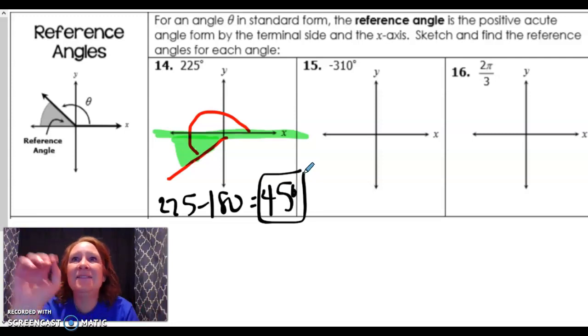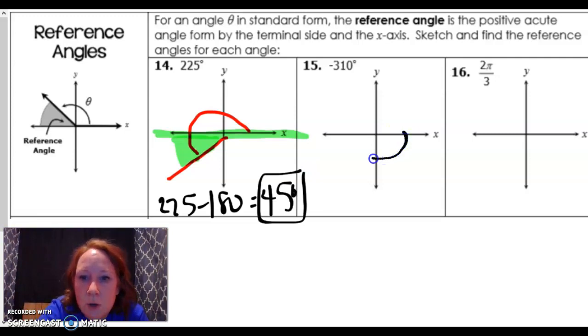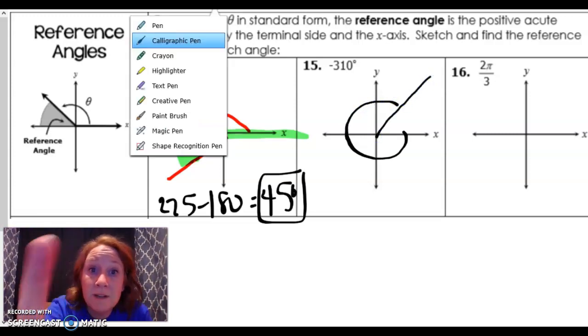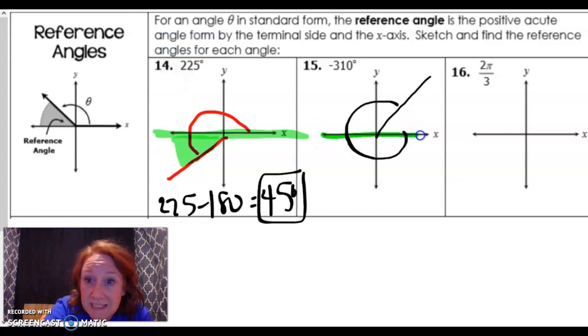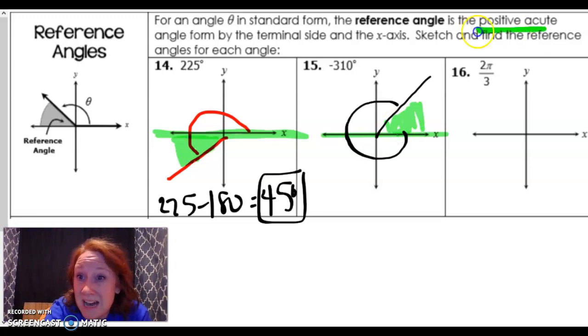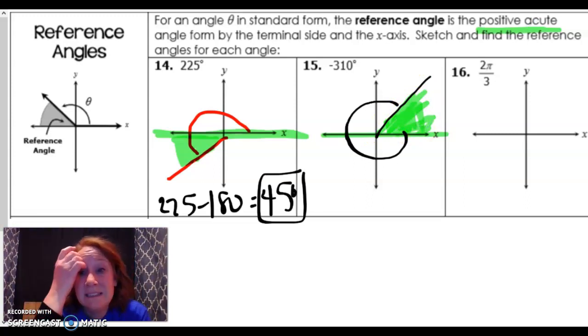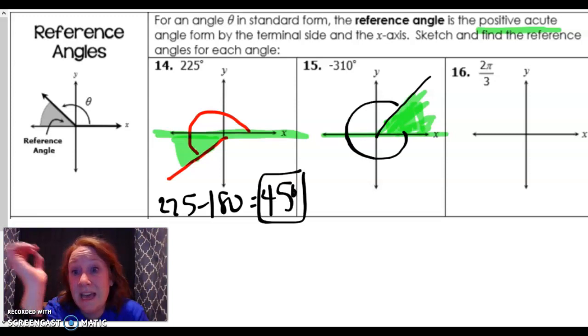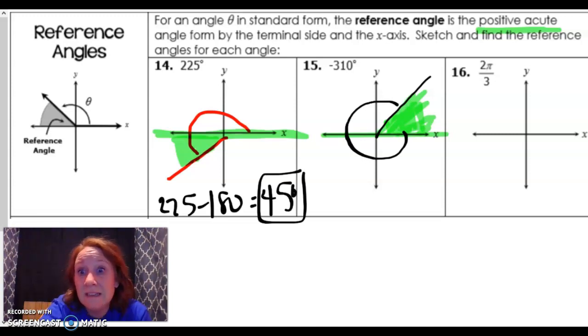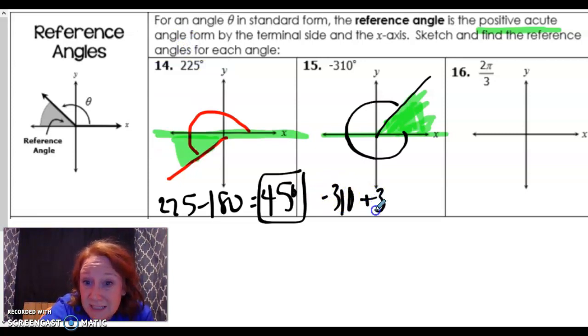Okay, let's see. Negative 310. So that goes 180, 270, and 310 is about here. What is my reference angle? Well, my reference angle goes back to here. So there's my reference angle. A reference angle is always the positive acute angle. So what is this angle right here? Well, I just want to add 360 because I want to get to the 360 from 270. So negative 310 plus 360. So that's a 50-degree angle.